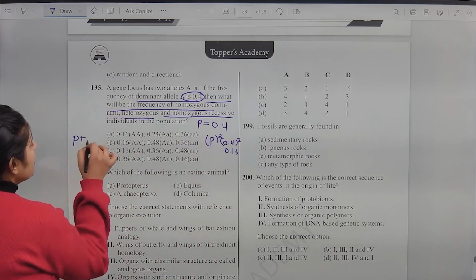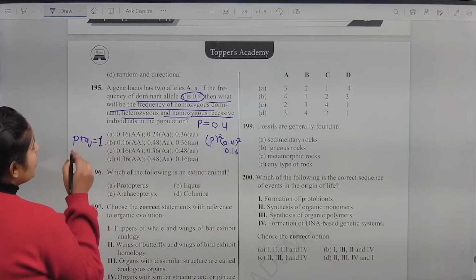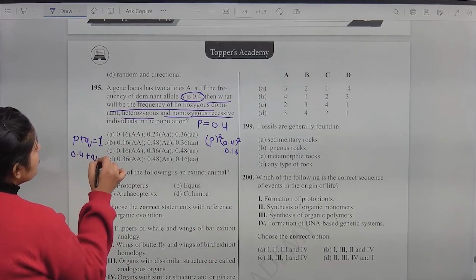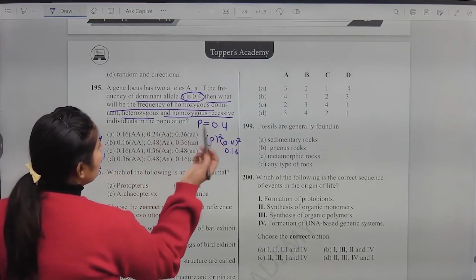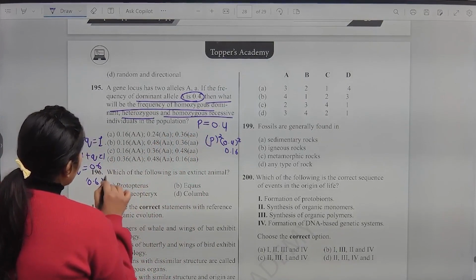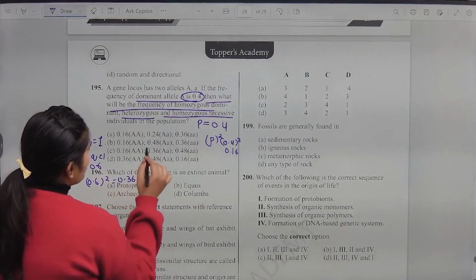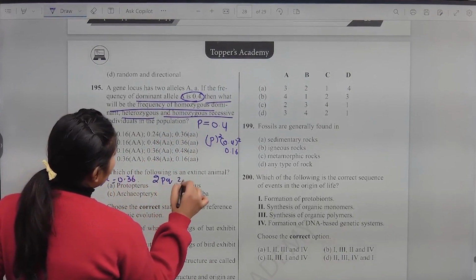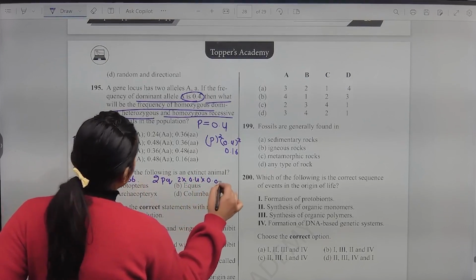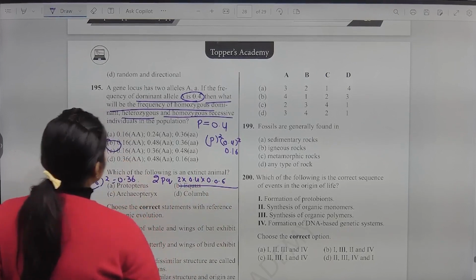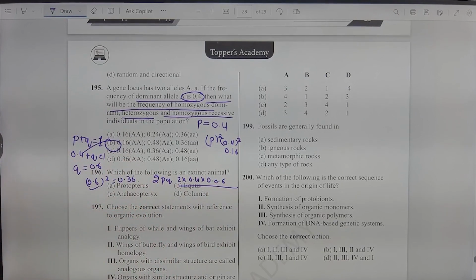How do you find the homozygous recessive? Do you remember the formula P plus Q equals 1? Here you have 0.4 plus Q equals 1. The value of Q equals 0.6, and you have to find the homozygous recessive. 0.6 square is 0.36. Yes, and now put the value into 2PQ: 2 into 0.4 and 0.6. Yes, so the correct answer is B. 0.16 for homozygous dominant, 0.48 for heterozygous and 0.36 for homozygous recessive. Yes or no?